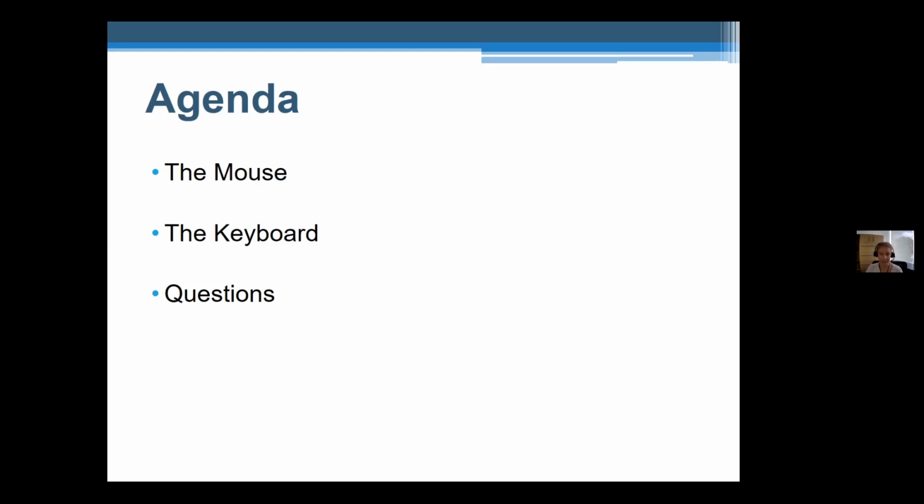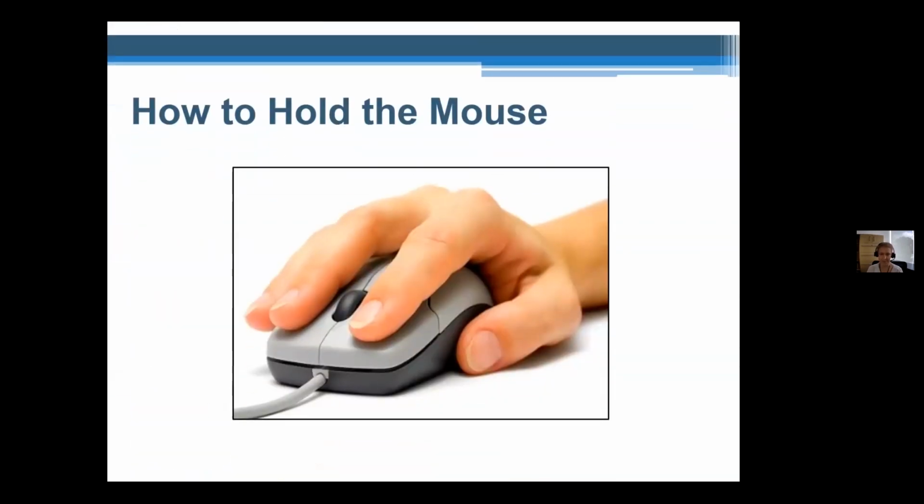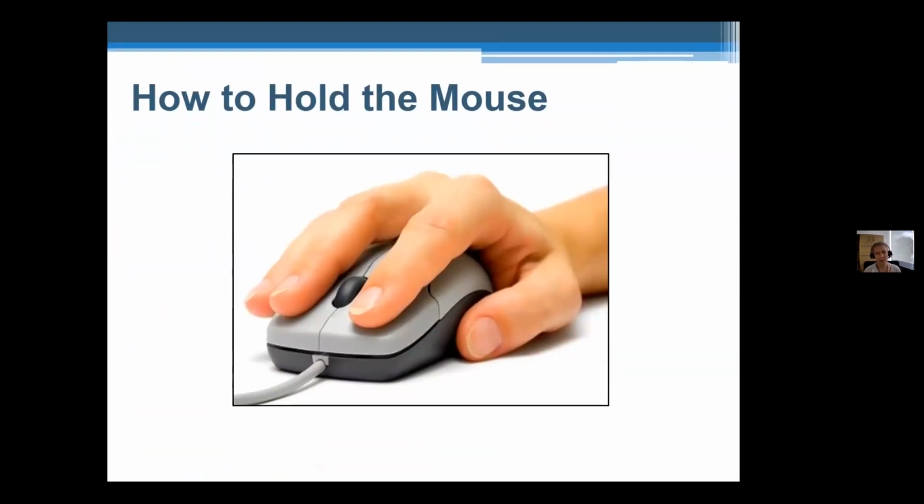But again, feel free to stop me throughout. All right, so we'll start with how to hold the mouse. It doesn't matter if you're left-handed or right-handed. Either way works. What that usually means, though, is that if you're right-handed, you have the mouse to the right of the keyboard. If you're left-handed, you have it to the left of the keyboard. But again, it's up to you and what feels comfortable.